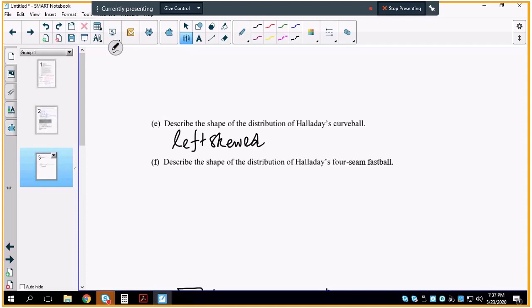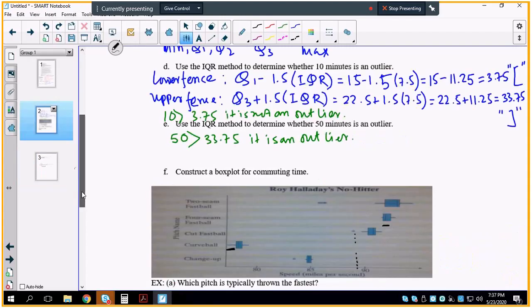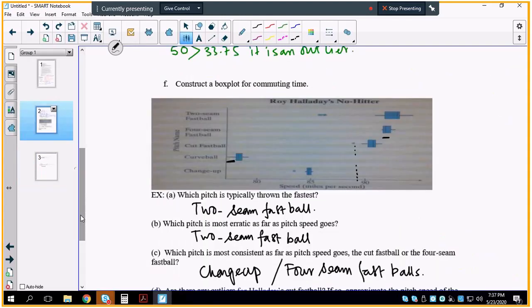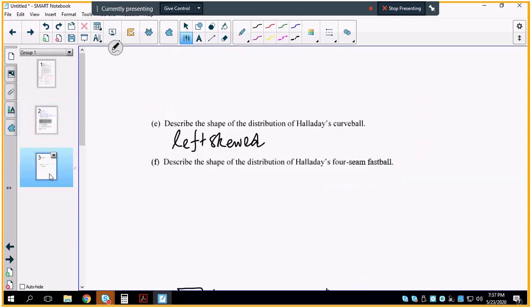Describe the shape of the distribution of Halladay's four-seam fastball. So that's the first one. Four-seam fastball. And this one apparently has the right tail longer, I think. So it is a right skewed distribution.